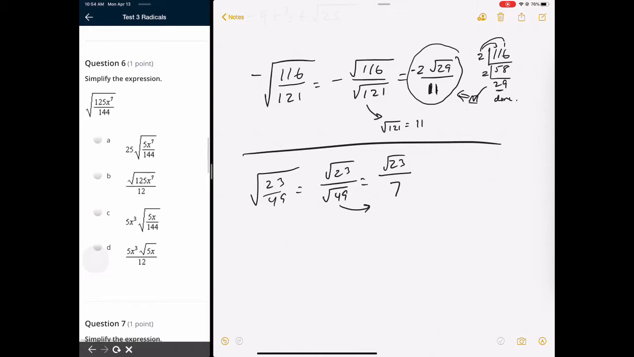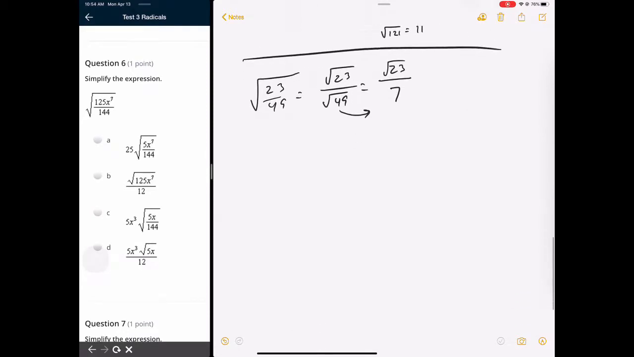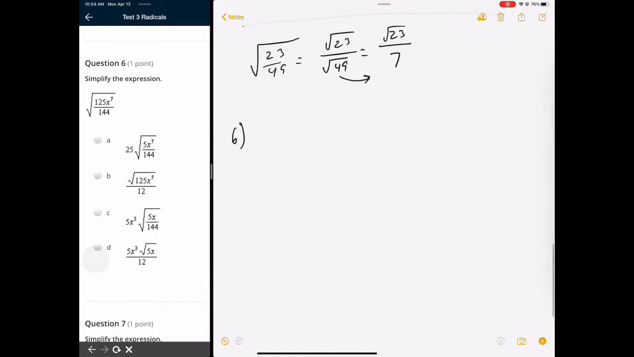Problem number 6, same idea. Now throw a variable in there. The square root of 125 x to the 7 over 144. And we break this up into 3 things. So do we know what the square root of 125 is? Well, I don't know. Let's write it out. 125. Smallest number I can divide is 5.